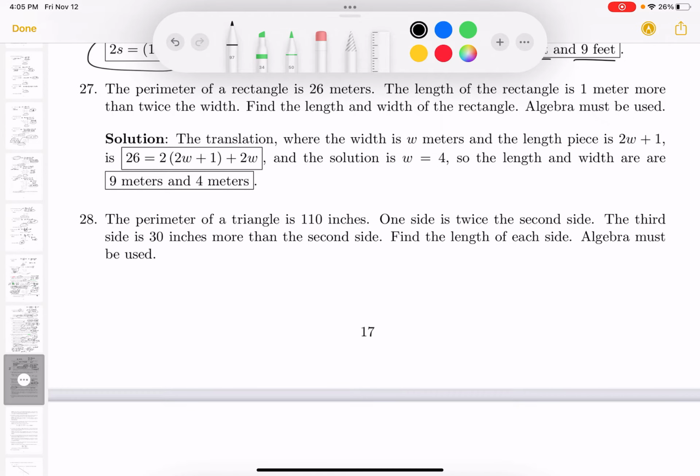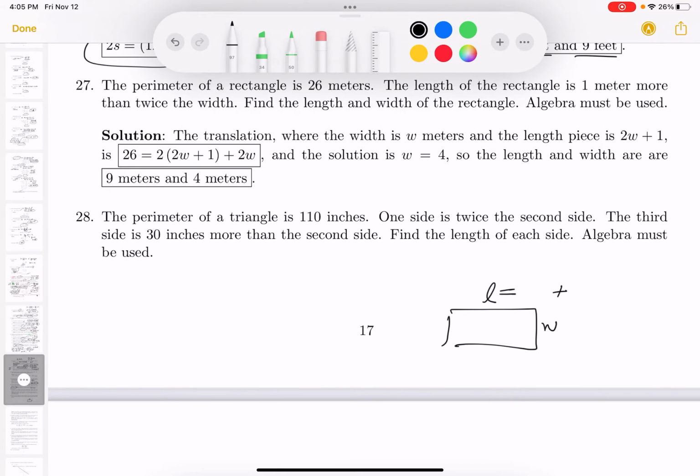All right, so the perimeter of a rectangle is 26 meters. The length of the rectangle is 1 meter. Well, you know what? I'll put a rectangle down. And this is the width, and this is the length. So I say the length of the rectangle, right? The length of the rectangle is 1 meter more than twice the width. Okay? Find the length and width of the rectangle.